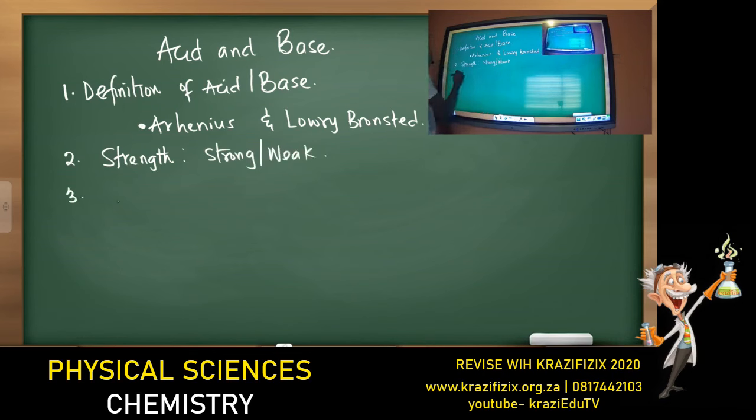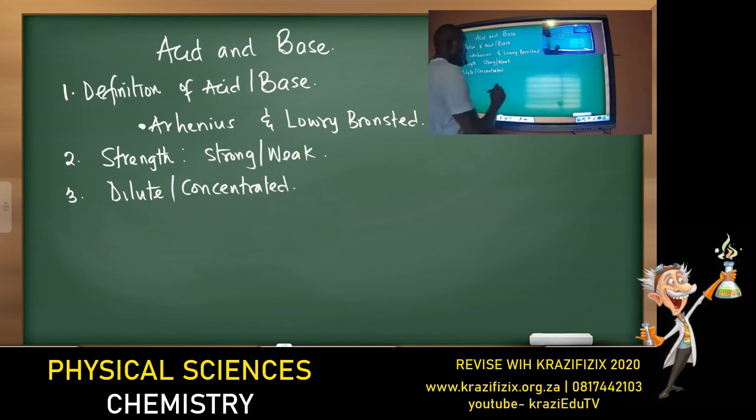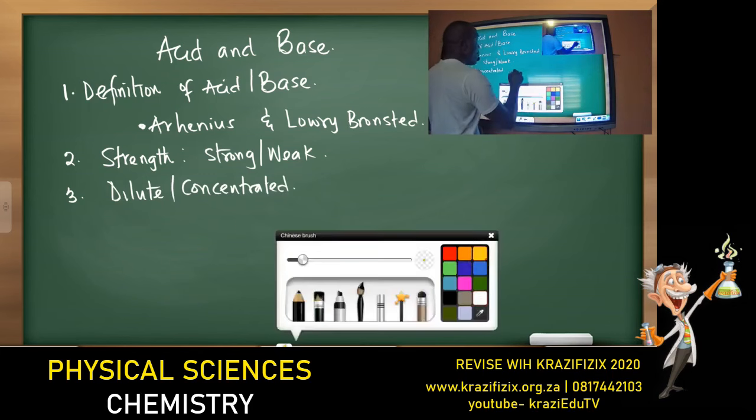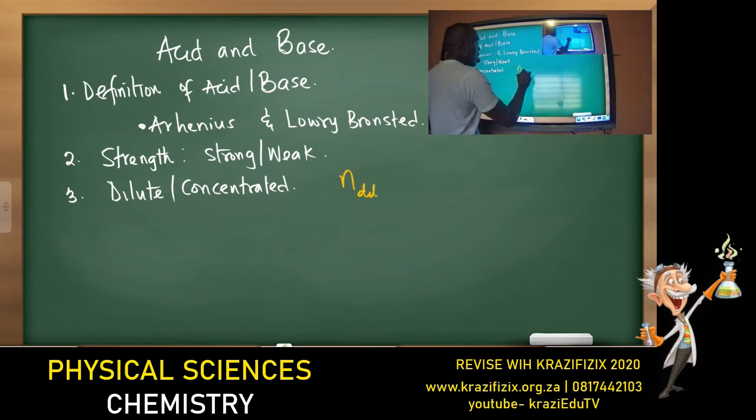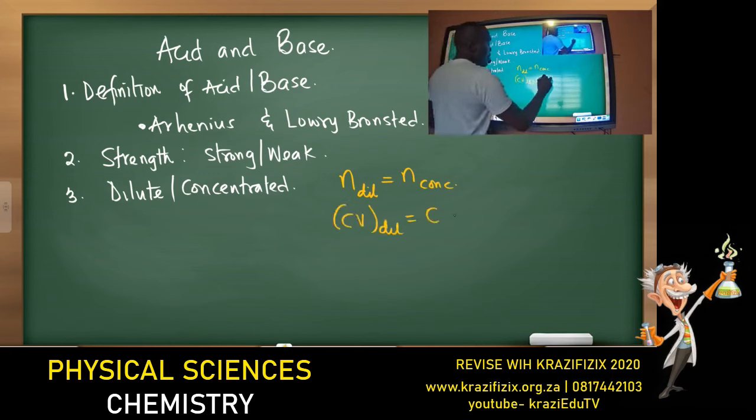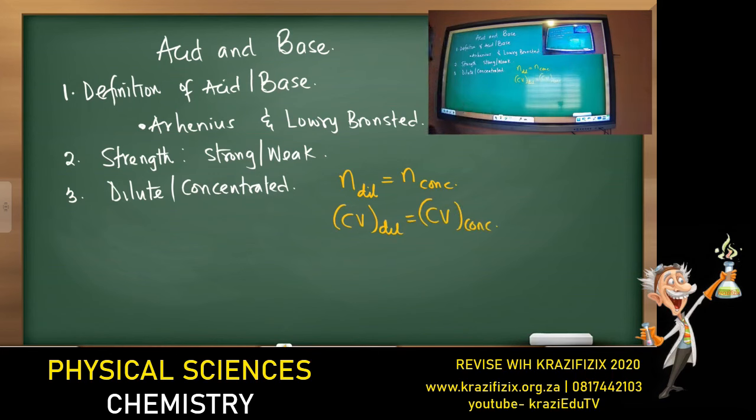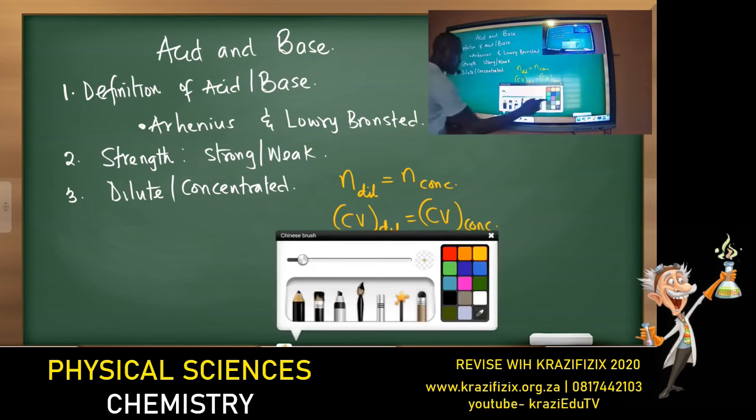Number three, you need to be able to talk about dilute and concentrated. Dilute talks about more water than the acid. Concentrated talks about more acid than the water. But there's one thing that I need us to quickly know: the number of moles of the dilute substance will be equal to the number of moles of the concentrated. And you can then say CV of dilute will be equal to CV of concentrated. That's a very key point when it comes to calculation.